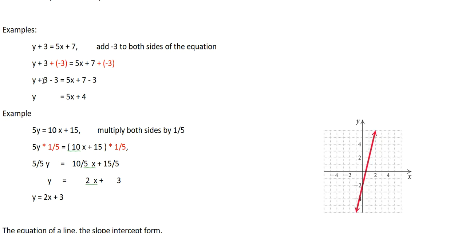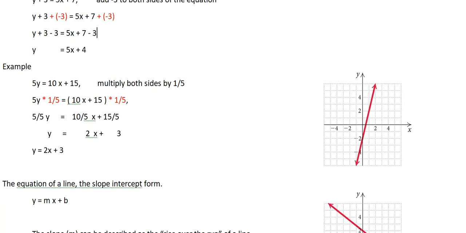So y plus 3 minus 3, notice the plus 3 and minus 3 are going to add to sum to 0, equals 5x plus 7 minus 3. And we're left with y is equal to 5x plus 4. What we've done is simply placed the equation of a line into a standard format that we call the slope-intercept form.